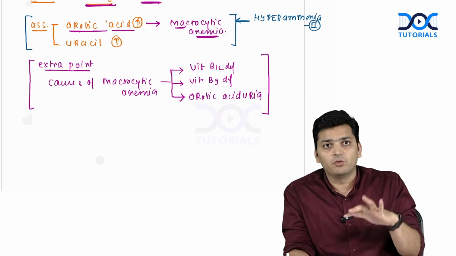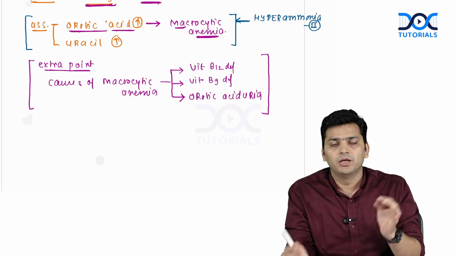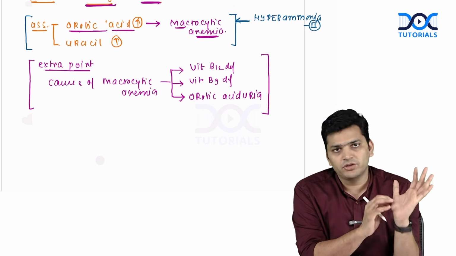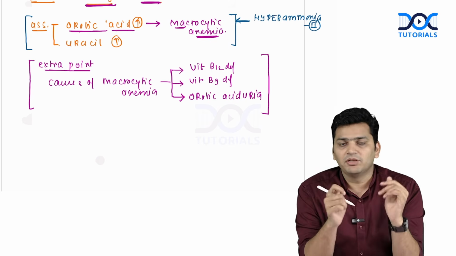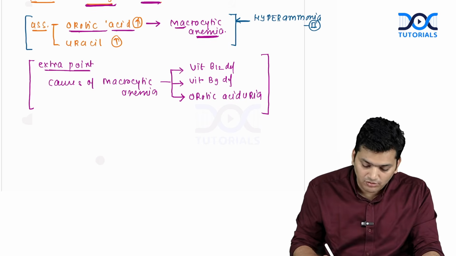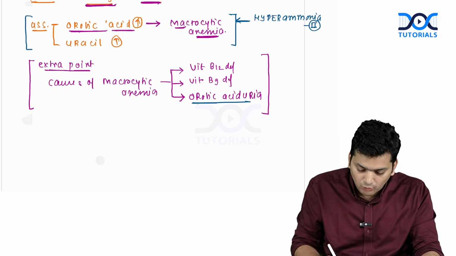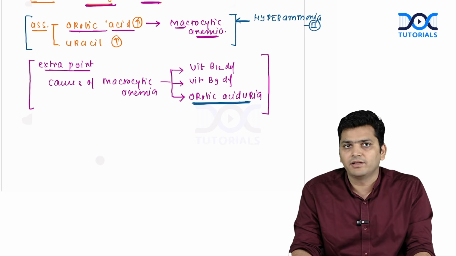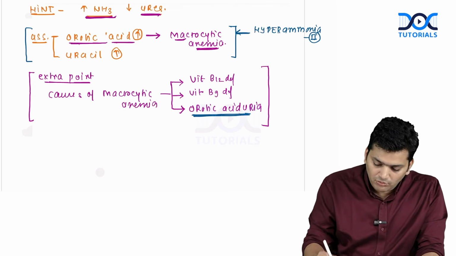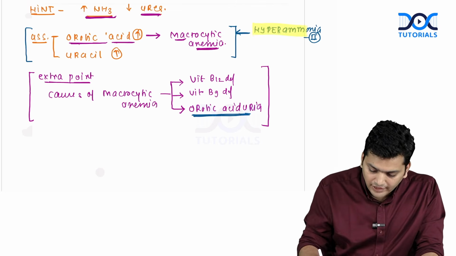So they can ask you a question like this from hematology also, that there is a patient, he's having macrocytic anemia, but his B12 and B9 level is normal. What can be the possible cause? The third possible cause that can lead to macrocytic anemia is orotic aciduria. In a patient of orotic aciduria, we also have macrocytic anemia. So this is all about the hints for hyperammonemia type 2.